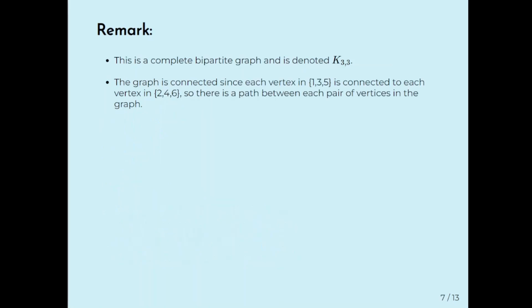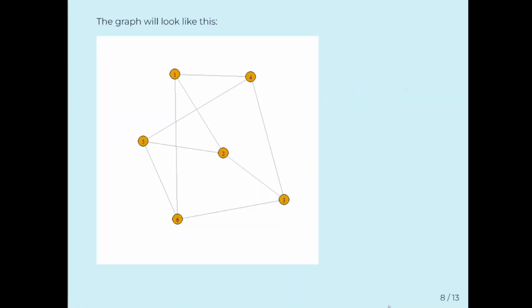Just to remark, this is a complete bipartite graph and is denoted K33. Now that's not really part of the question. This graph is connected since each vertex in 1, 3, 5 is connected to each vertex in 2, 4, 6. So there is a path between each pair of vertices in the graph. Okay, so not really important yet. Well, that bit is important.